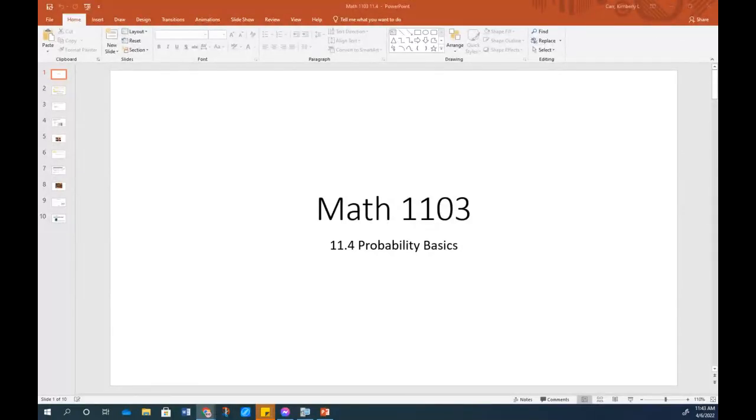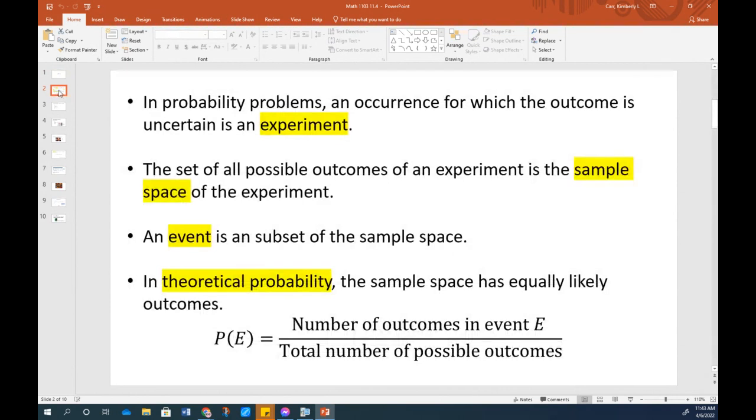Okay, this lesson is about probability basics. It doesn't get overwhelmingly involved, and so this may be something that you're familiar with. First of all, we've got just some key vocabulary words.